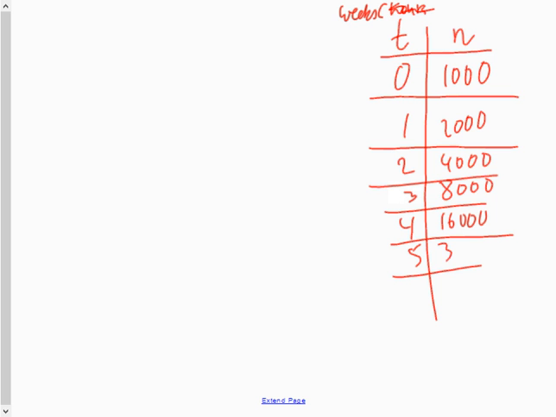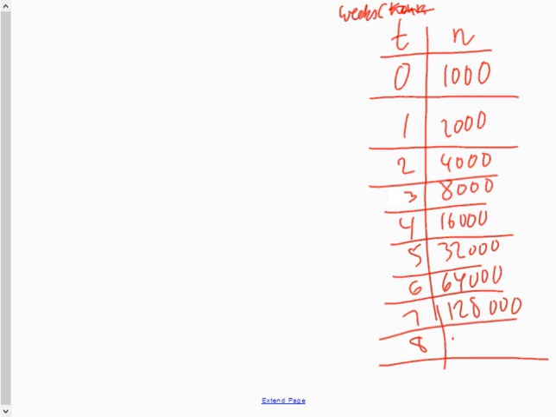5, 6, 7, and finally 8 weeks. Did I make a mistake somewhere? 256,000, is that right? So after 8 weeks, you would have 256,000 bacterium, I think. Is that what I got? Is that what you got, Devin? Yeah, okay, perfect. So it says, then what would a formula be for that?